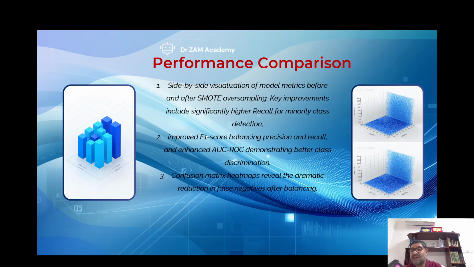And it's not just about accuracy, which can be 95 percent and still the model is useless. But it will be improving the ROC-AUC, which represents better class discrimination. And confusion matrix heat maps reveal the dramatic reduction in false negatives after balancing. The confusion matrix will be showing that we are having a dramatic reduction as far as the false negatives are concerned.